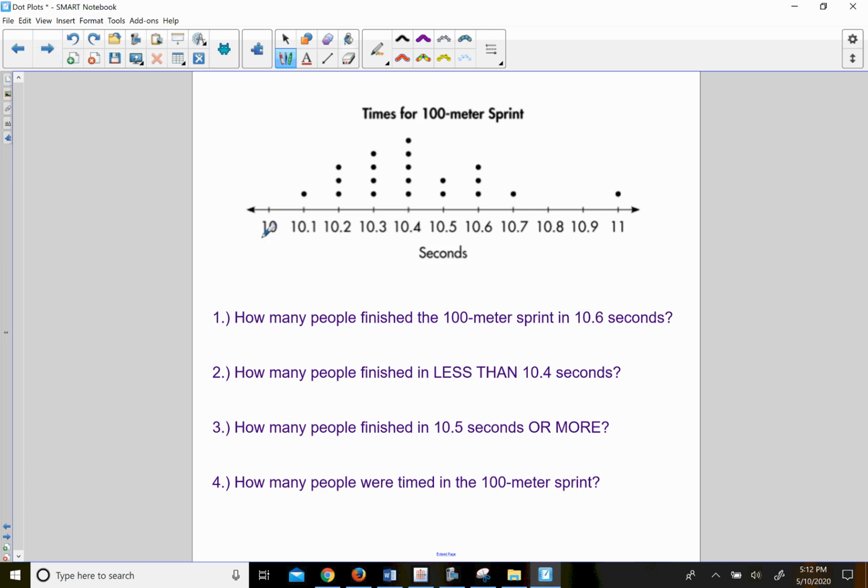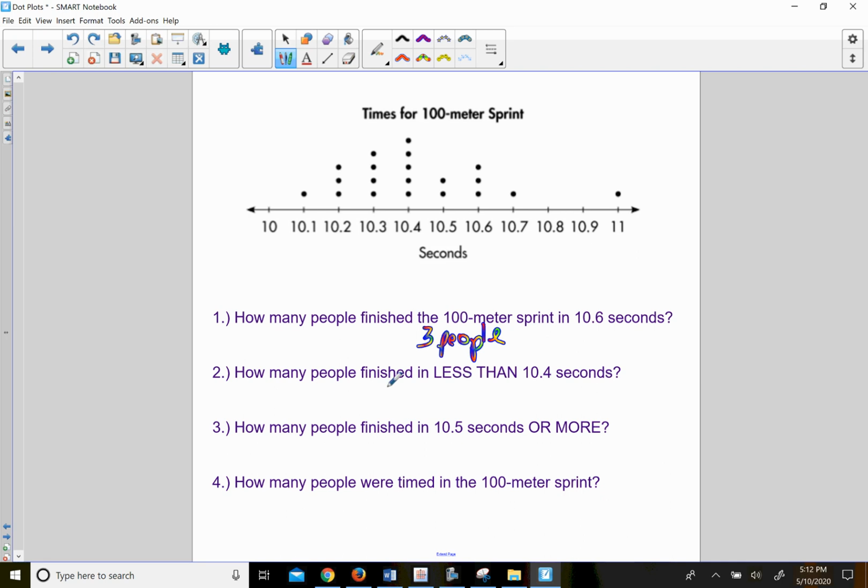So you have a range from 10 seconds to 11 seconds, but going by 1/10, because number lines can go by decimals or fractions. So our first question based on this dot plot is how many people finished the 100-meter sprint in 10.6 seconds? So if I go to 10.6, there's 1, 2, 3 dots. So that would be 3 people or 3 students.